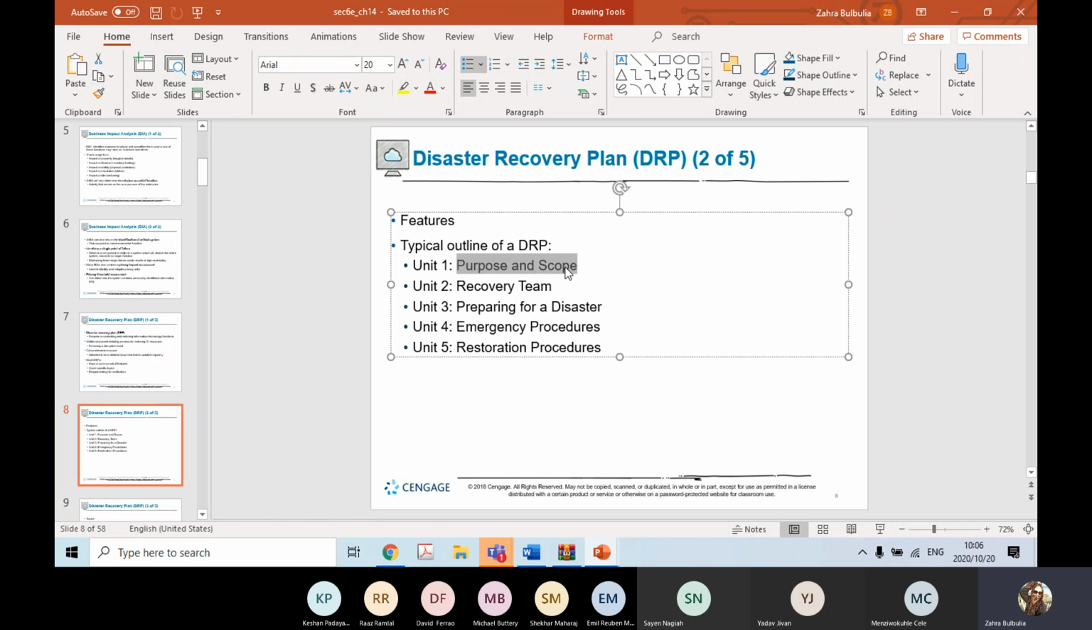How much of the organization am I looking at in terms of the scope? Am I just looking at the IT functionality? Am I looking at all the business units? You're describing exactly what you're covering in the scope of that document.